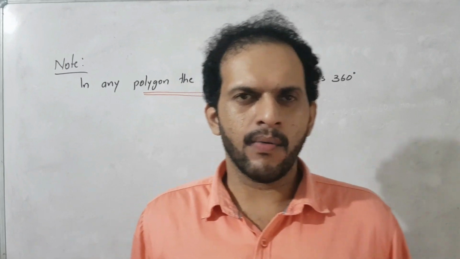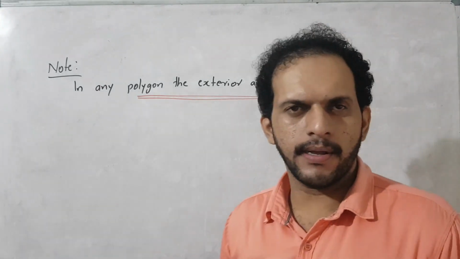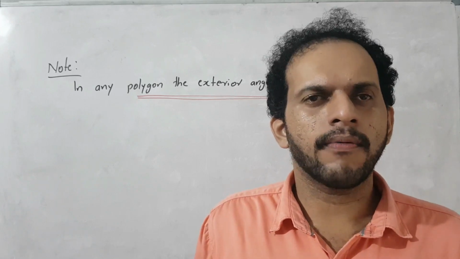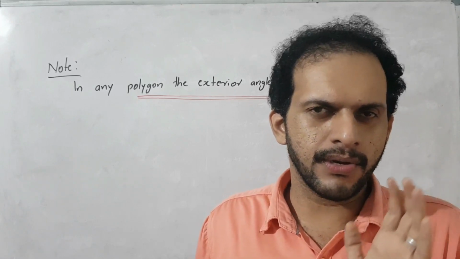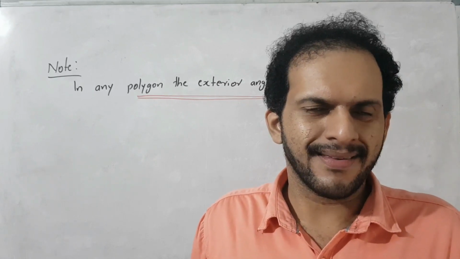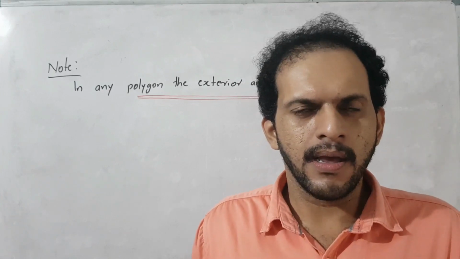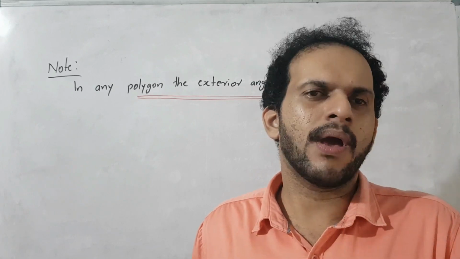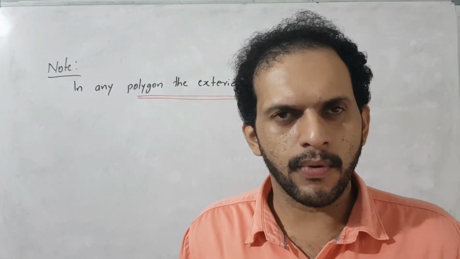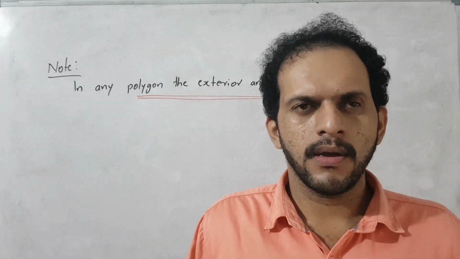So we generalize the idea. What is that? In any polygon, the exterior angle sum is 360 degrees. Okay, it's very important. The exterior angle sum of a polygon is 360 degrees, and it does not depend on the number of sides. In the case of a triangle, quadrilateral, pentagon, hexagon, heptagon, or even a polygon with 100 sides, what is the exterior angle sum of the polygon? The exterior angle sum of the polygon is 360 degrees. Clear?